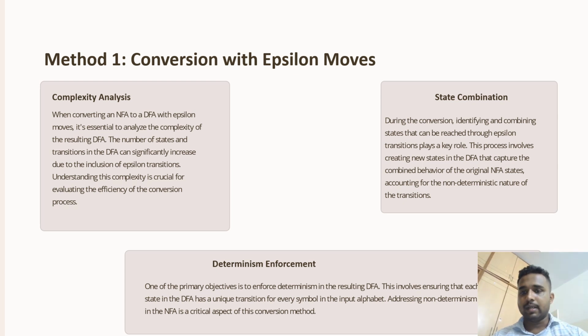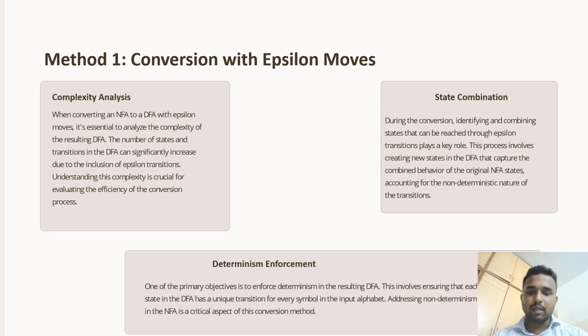State combination. During the conversion, identifying and combining states that can be reached through epsilon transitions plays a key role. This process involves creating new states in the DFA that capture the combined behavior of the original NFA states, accounting for the non-deterministic nature of the transitions.